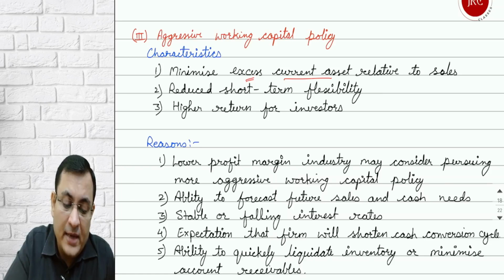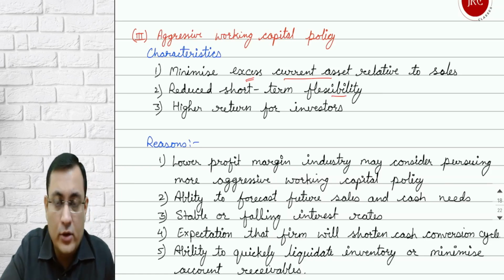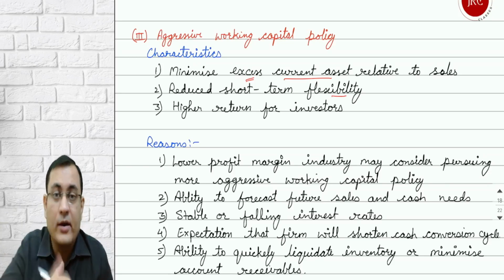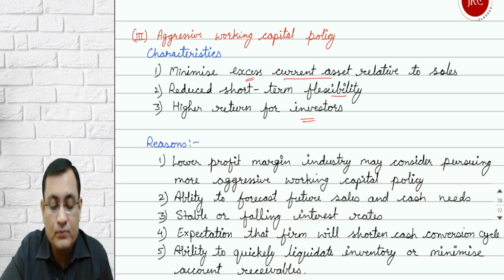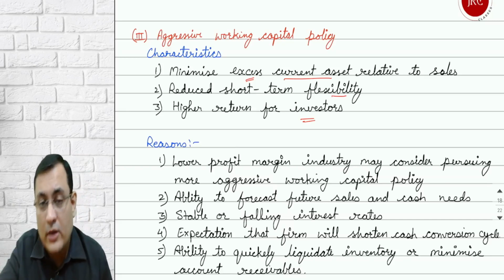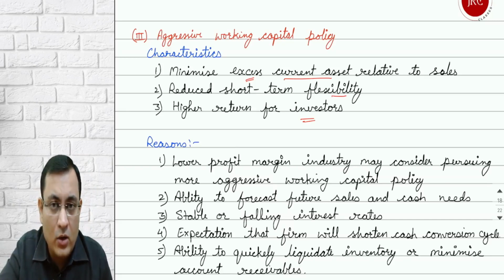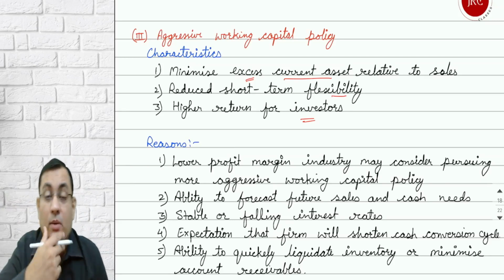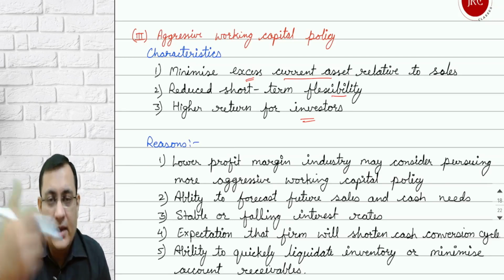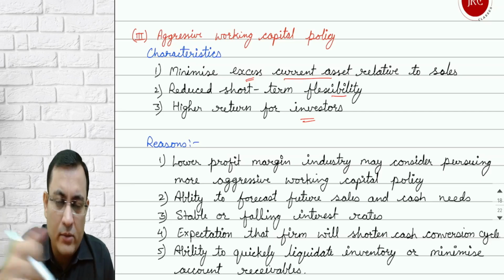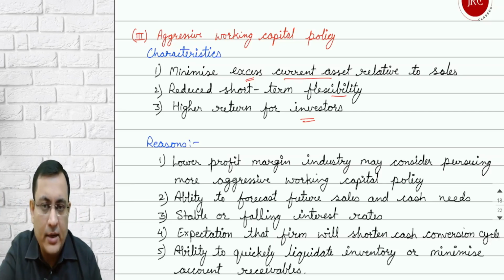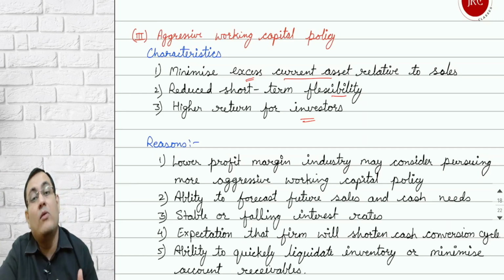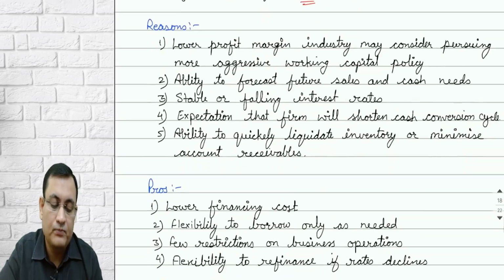Reduce short-term flexibility. Yes, of course, it's going to reduce short-term flexibility because you are not getting finance for a long-term period. And higher return to investor, because less cost will be incurred on raising the finance. So more returns will be available for payment to the final equity investor. Here we are talking about the equity investor, the residual receivers. So if less interest is paid on debt, more amount will be available for equity holders.